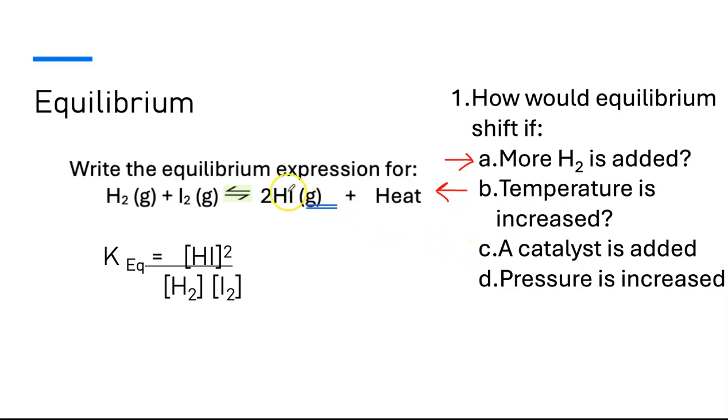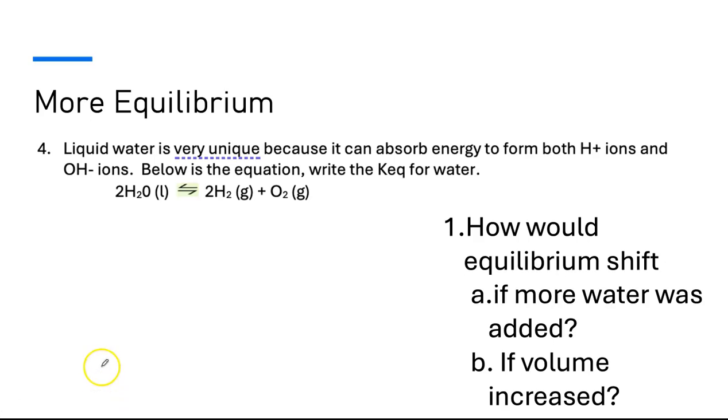And if pressure is increased, well, I've got to count up my moles of gas. I see 2 moles of gas here, and in my reactants, I see 2 moles of gas there. So that would have no effect either. All right, how about this one? Here's another reaction. I picked this one because, again, water is amphoteric. All right, so how would equilibrium shift if more water was added? Yes, it would shift towards the products.